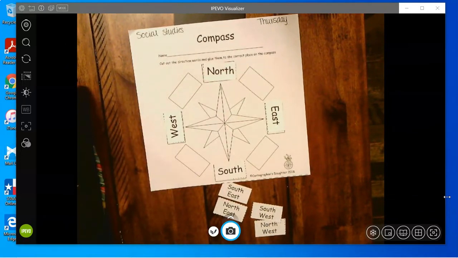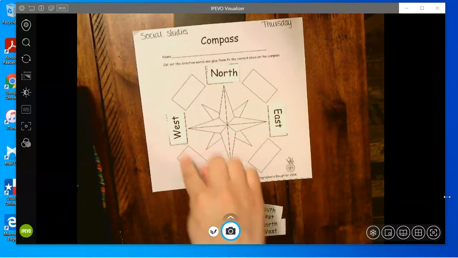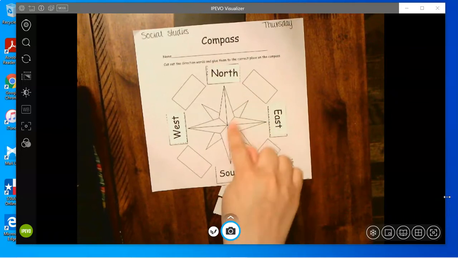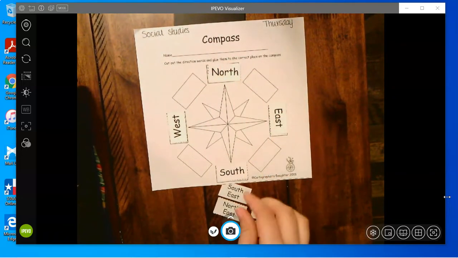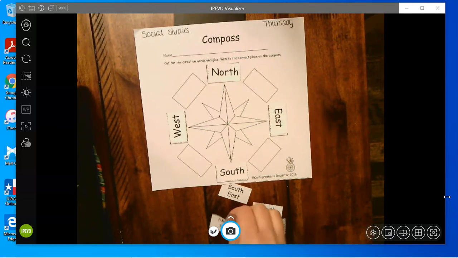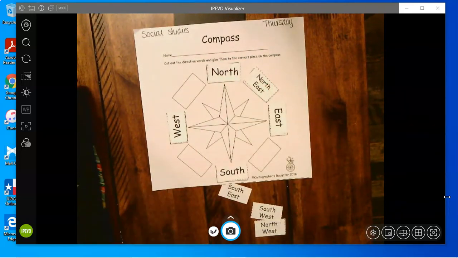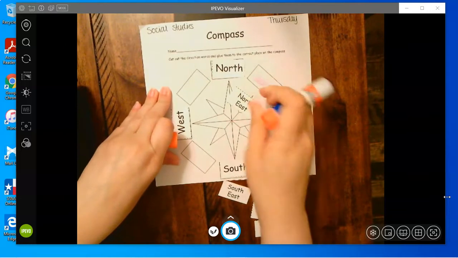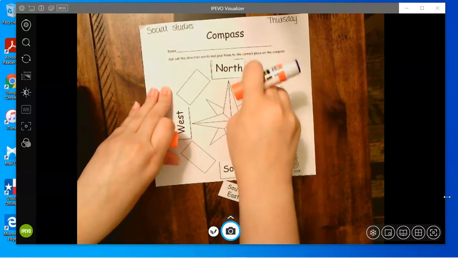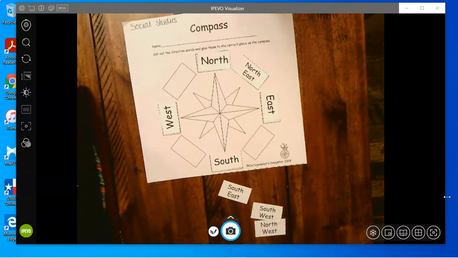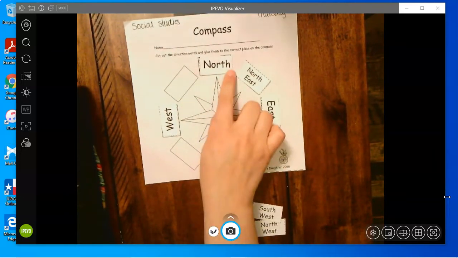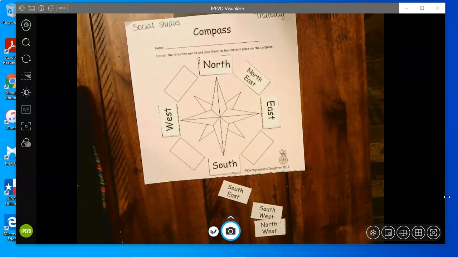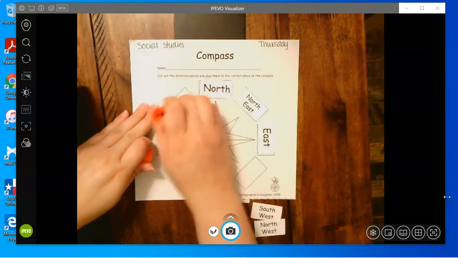Okay, and so now let's talk about what comes in the middle of these. Okay, there are directions that go in between. So between north and east would be northeast. Okay, and we always start with the word north on that. Northeast. Okay, so if this side is northeast, what do you think this side's going to be if it's between north and west? Yep, northwest.